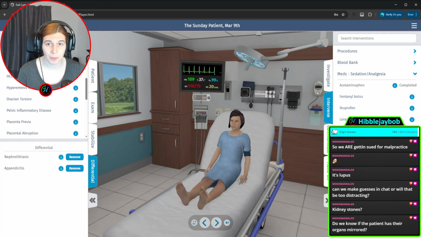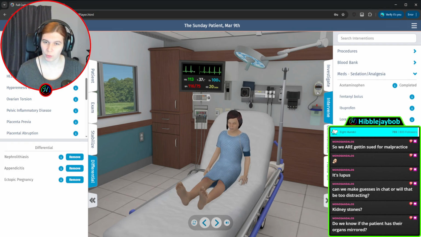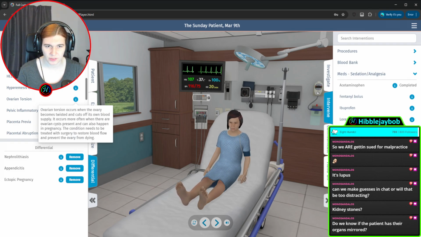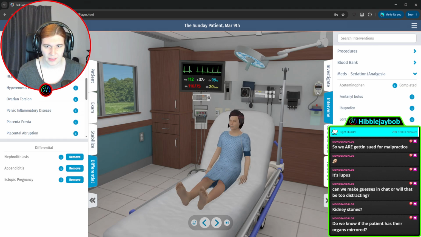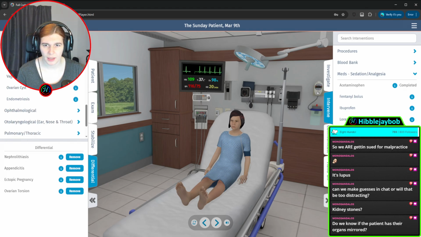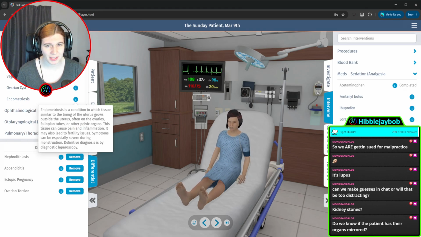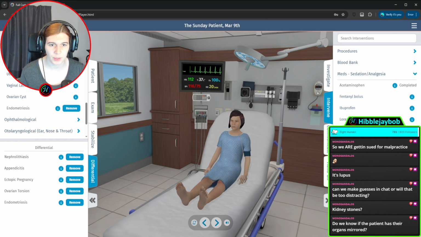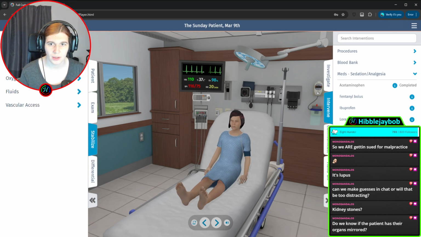So I think ectopic pregnancy is something we can't rule out at the moment. Ovarian torsion, twisted and cuts off blood supply. Okay, that definitely seems like one it could be. Endometriosis is another one that came to my mind. Yeah, okay, so we've got 5 differential diagnoses at the moment. Let's see if we can't rule that down.